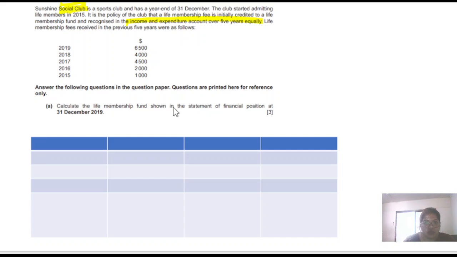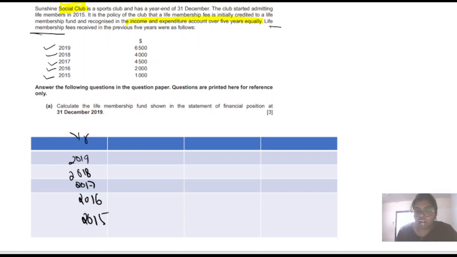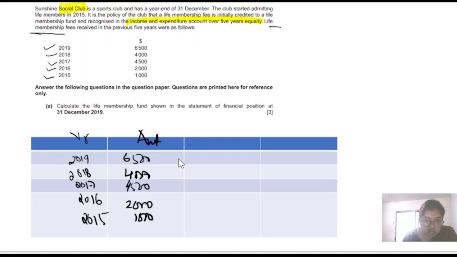Okay, I'm going to solve it clearly straight away. You have the years 2019, 18, 17, 16 and 15, and this is your life membership fees. With that you have these amounts: 6,500, 4,000, 4,500, 2,000 and 1,000. 1/5 is going to be transferred, meaning first year, second year, third year, fourth year and fifth year.